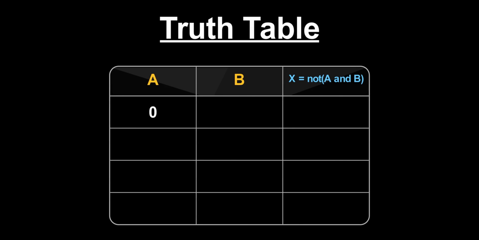So for 0 and 0, you're basically going to get a 1, because for A and B, you would have gotten a 0, but you're supposed to get the opposite, a 1. 0 and 1 gives you a 1. 1 and 0 basically gives you a 1. That's the opposite for an AND. And for 1 and 1, you're now going to get a 0, because AND should have given you 1. The opposite of that is going to be a 0.